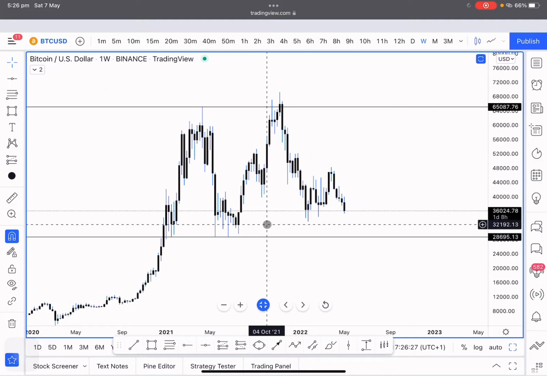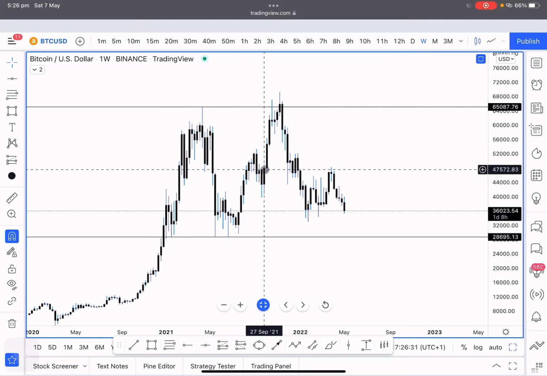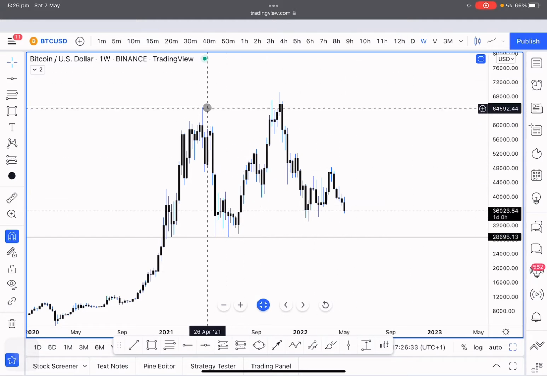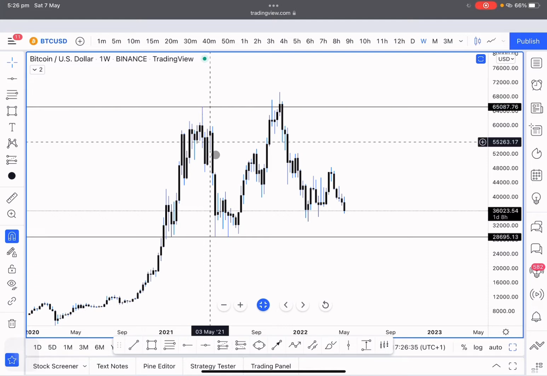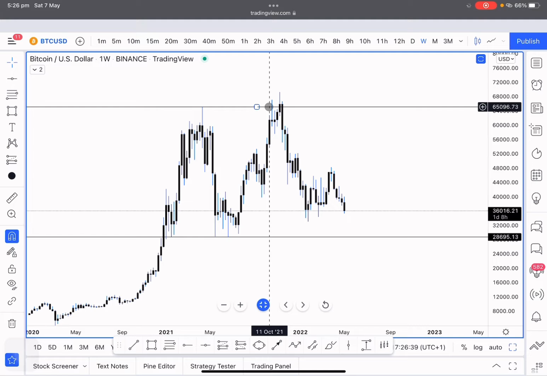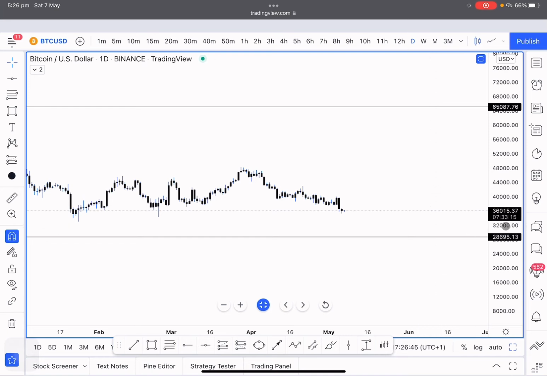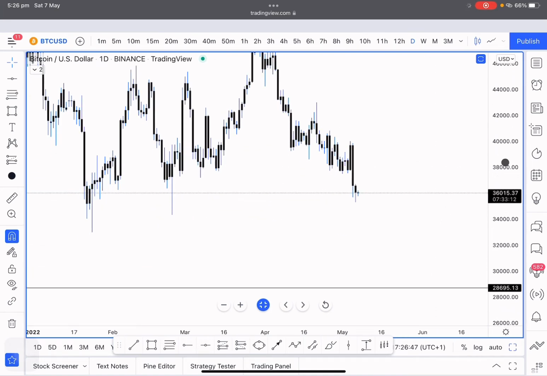After I do that, I jump down to the daily. That's all I do on the weekly. I just draw a range, the highest point the market was at and the lowest point the market was at. It gives me a range to work in between, right? Then I drop down to the daily time frame. Now on the daily, that's when it gets a bit interesting. And here's what I'll do.